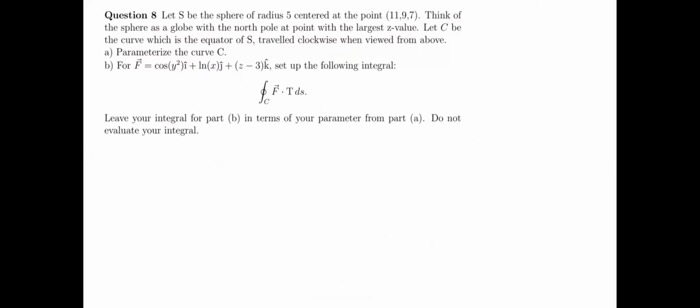All right, so we're on number 8 now. For this problem, let's see what we have. Let S be the sphere of radius 5, center at the point (11, 9, 7). Think of the sphere as a globe with the North Pole at the point with the largest z value. Let C be the curve which is the equator of S. This is important: travel clockwise when viewed from above. So the first thing we want to do is parameterize the curve C.